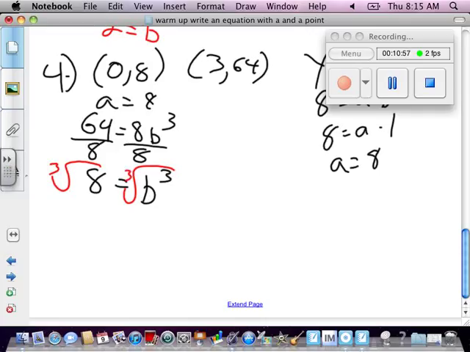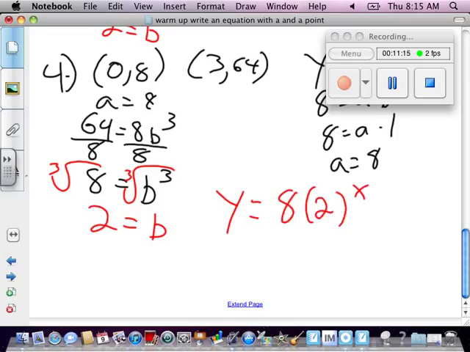All right, what times what gives me 8? You have to multiply it 3 times. 2 times 2 times 2. Yes. Awesome. So we get y equals 8 times 2 to the x. That one was tricky with that cube root going on.